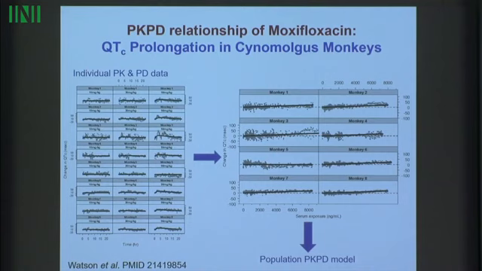So the way we approach that is by generating data like this. Now you see data on another compound in another species, and we start off with lots of individual data on the left. Here we have PK, which is the pharmacokinetics, and PD, again, QT prolongation. And you see here a whole row of different doses in different animals.